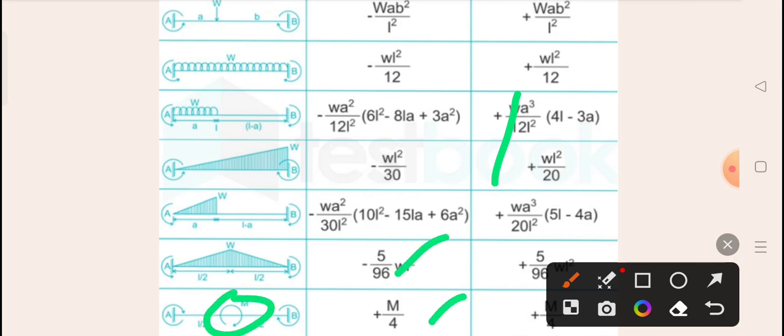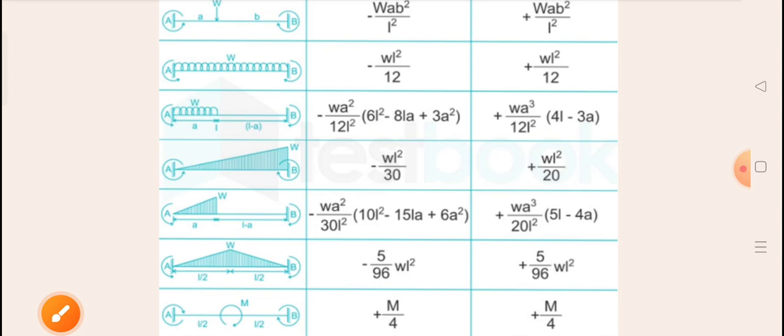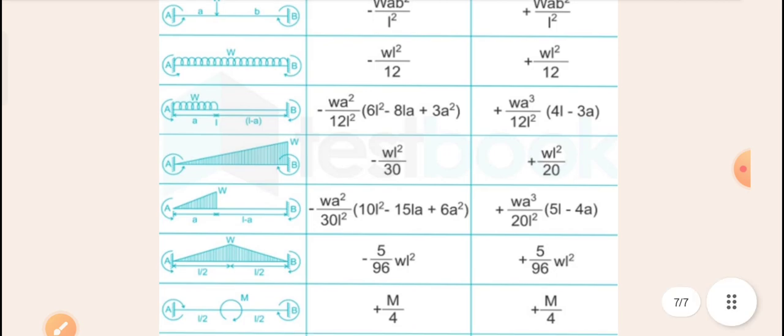If a moment is exactly at the center, what is the value? M plus M by 4 and plus M by 4. Okay, if it is a central triangular load, minus 5 by 96 WL square, and for MBA it will be plus 5 by 96 WL square. Okay, with a triangular load, meaning 0 load at end A and maximum load at B, that will be minus WL square by 30 and plus WL square by 20.